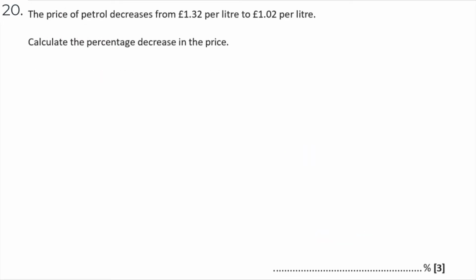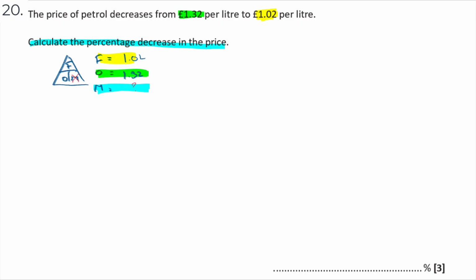The price of petrol decreases from £1.32 per litre to £1.02 per litre. Calculate the percentage decrease in the price. Okay, now I like to do percentages with this little triangle, final, original, multiplier. So I try and identify which is which from the question. So what is the final price here? It's going to go from £1.32 to £1.02, so that's the final price, 1.02. The original price is that one there. Okay, so that's going to go here. Original is 1.32, and the multiplier, that's what we're trying to find, isn't it? I'm trying to find the percentage decrease, so the multiplier is the thing essentially that I want to find. Okay, so that's the one I want.